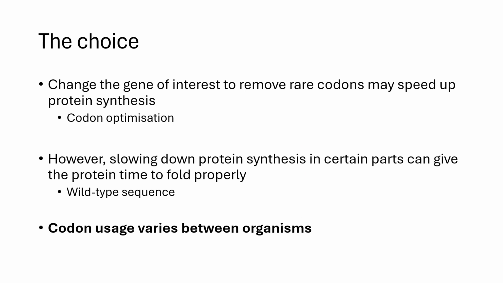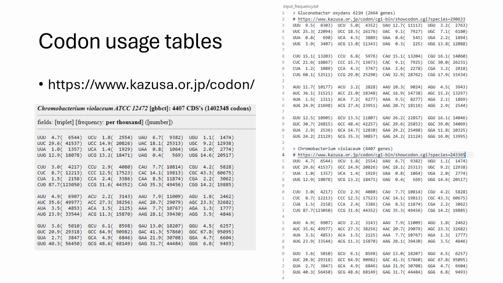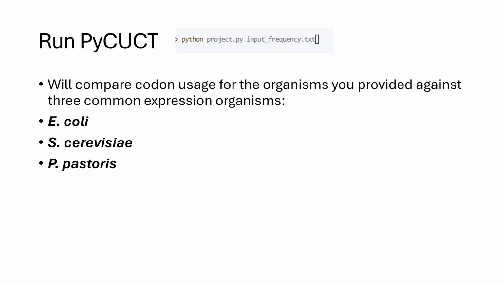Luckily, codon usage tables exist and can be found in databases such as this database here, and they are formatted like this. You can just copy paste the table from the website into a text document like this, and you can provide multiple codon usage tables for multiple organisms if you so desire. And then you can provide this text file to PyCUCT, and it will compare the codon frequencies of the organisms that you're interested in against 3 common expression organisms: E. coli, Baker's yeast, and Pichia.